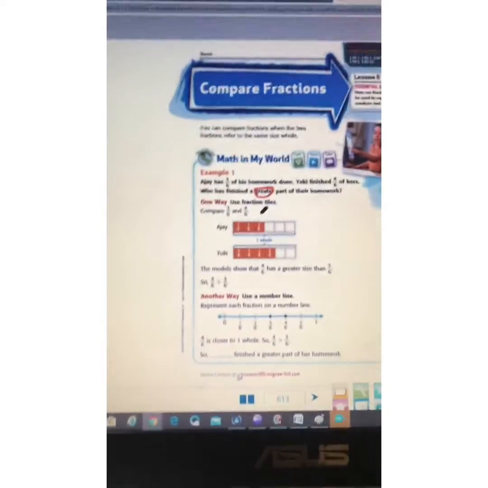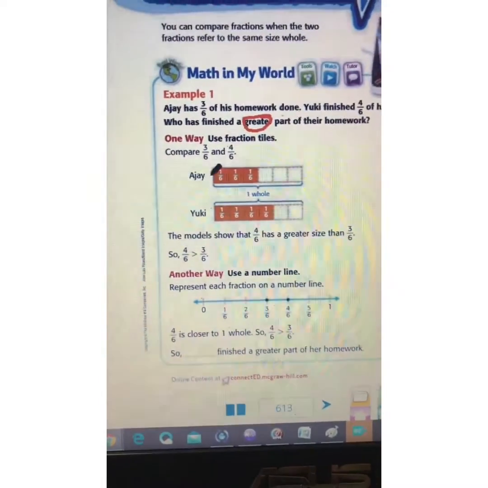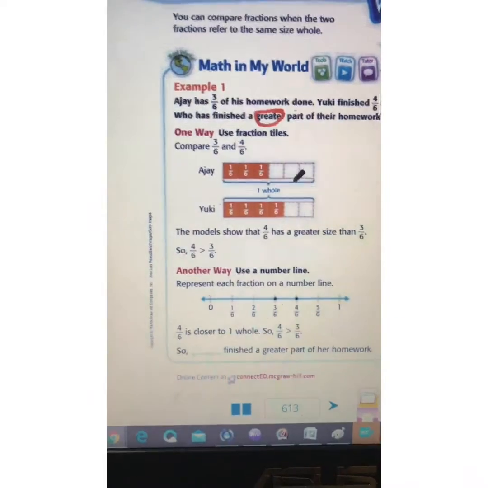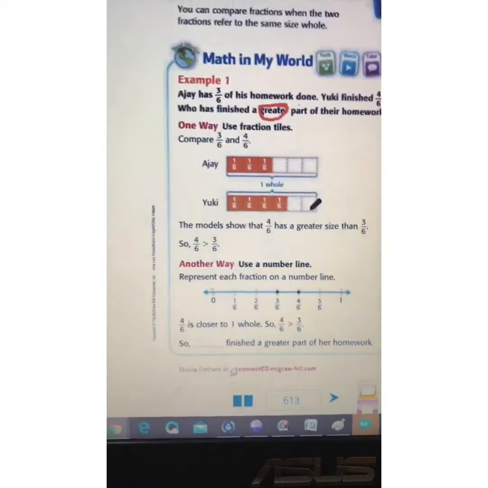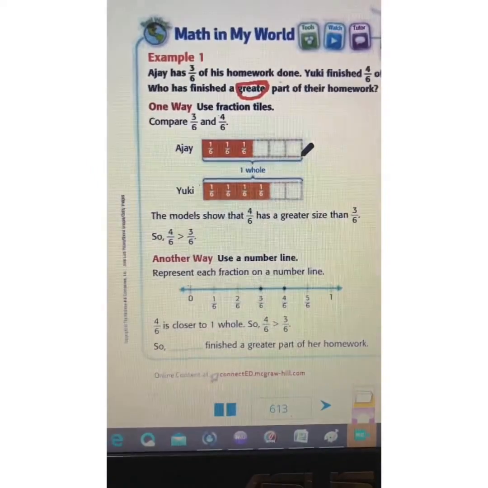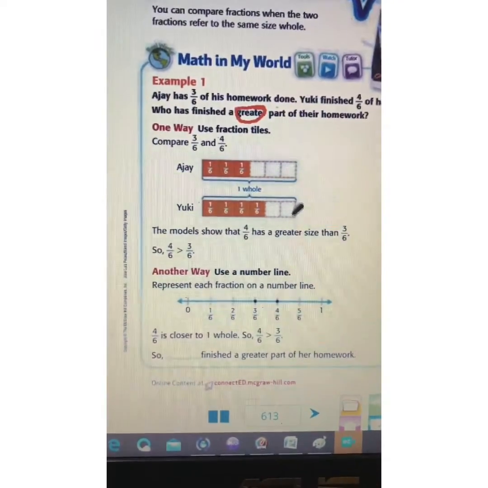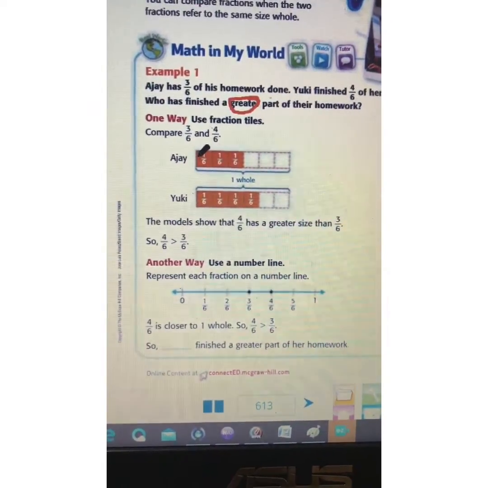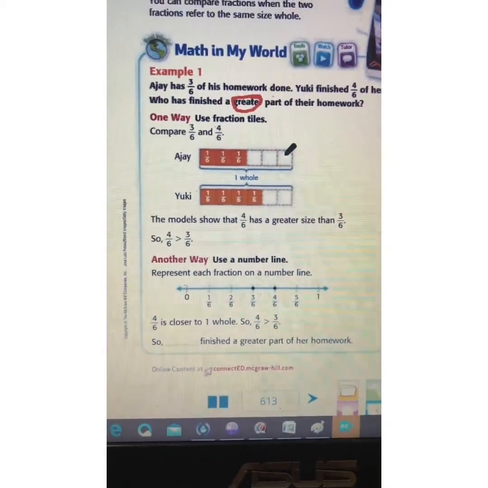But we also have some ways to compare fractions. The first way is using fraction tiles. As you can see for AJ, this is an example of fraction tiles. You will see that the two fractions for AJ and for Yuki have the same size. Nothing is smaller, nothing is bigger than the other. And as you can see, the wholes are divided into 6 parts. 1, 2, 3, 4, 5, and 6 parts, right?